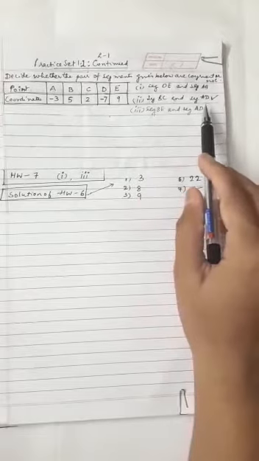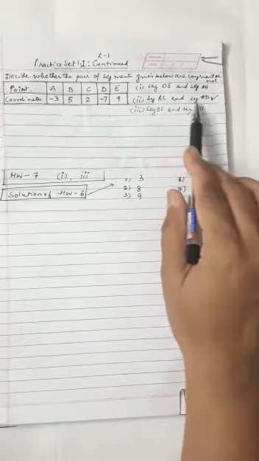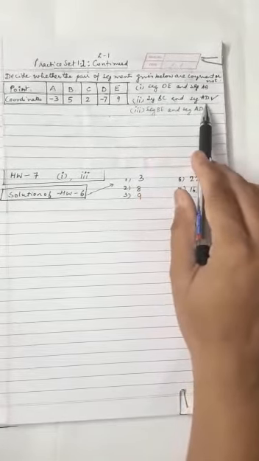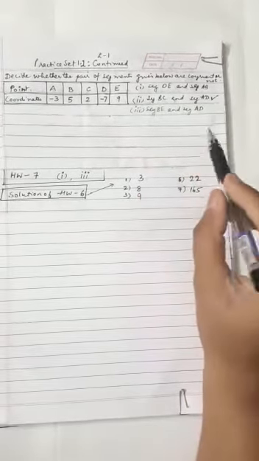Now for the second sum, I need to find the length of BC and also the length of AD, and then we will compare. If these two segments need to be congruent, then the length of BC should be the same as the length of AD. This is what we need to remember.